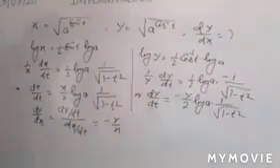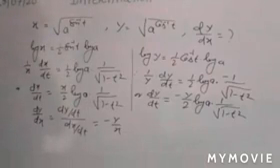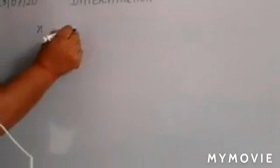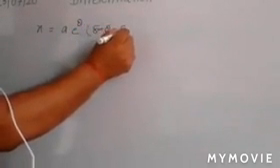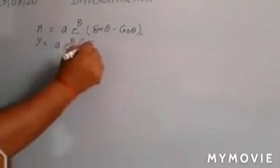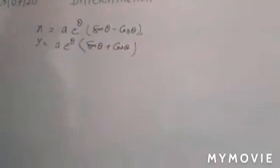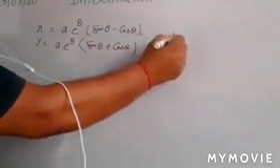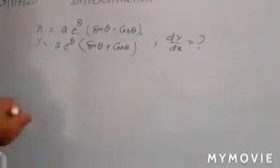Right, next question that was asked in 2014. x is equal to a e to the power theta into sine theta minus cos theta, and y is equal to a e to the power theta into sine theta plus cos theta, and you have to find the value of dy by dx.